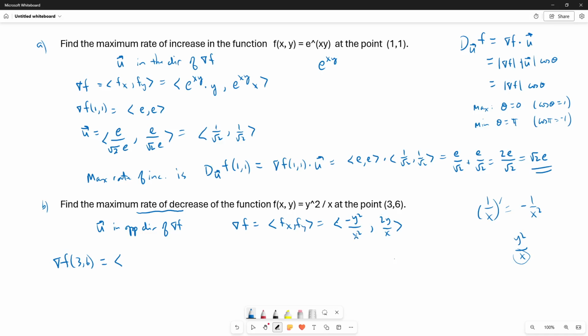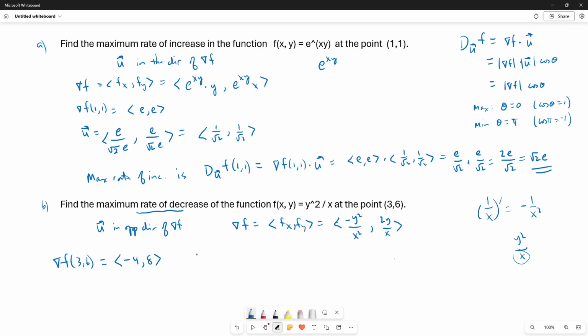So x is 3, so we have 9 on the bottom, and y is 6, so we have negative 36 on the top and 9 on the bottom, so that gives us negative 4. And then 2y over x, it looks like that's going to be 24 divided by 3 is 8. So there's our gradient. Now we want u to be the unit vector in the opposite direction of this vector.